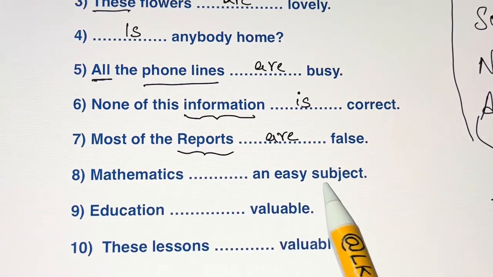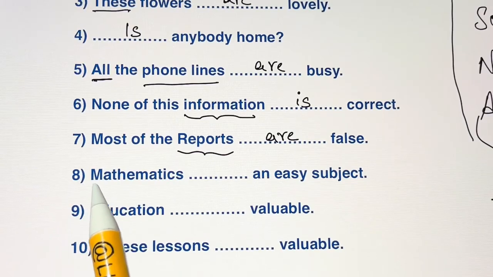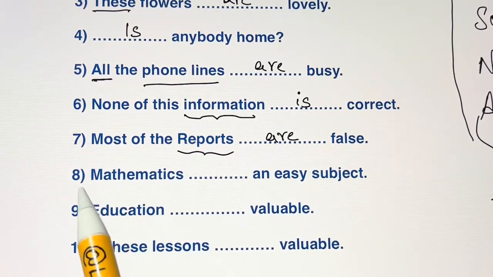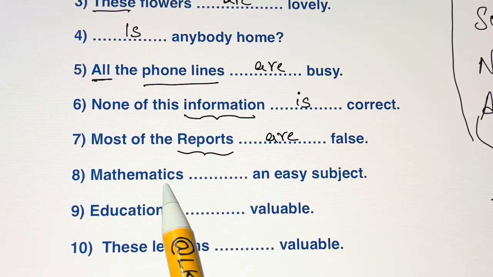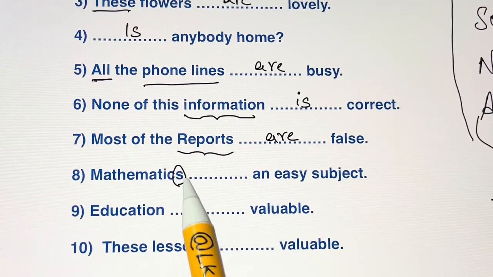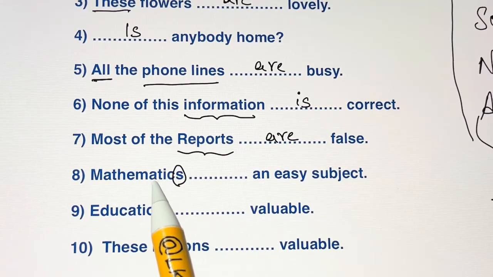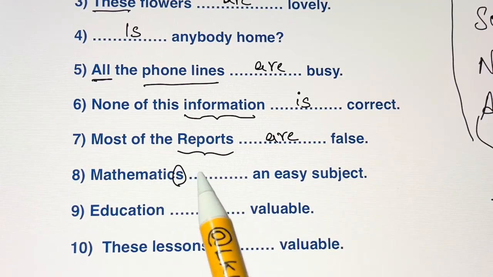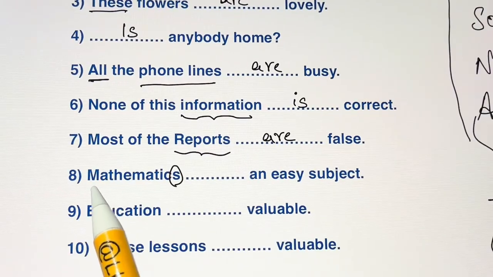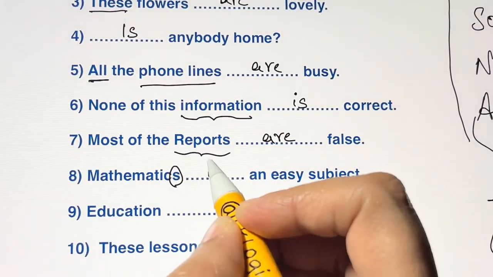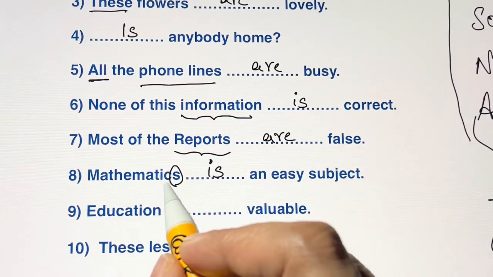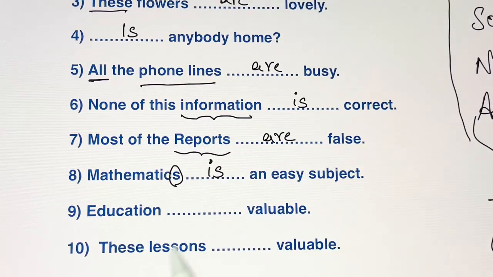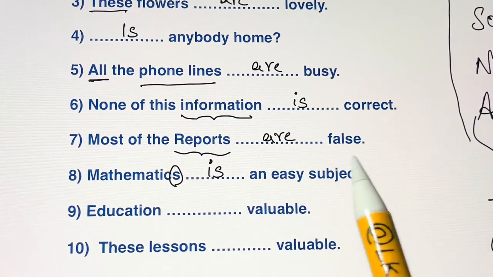Mathematics blank an easy subject. Now remember guys, whenever you have mathematics, economics, French, English, all the subjects are non-count nouns. Even though they have s at the end, we still say maths is easy. We use singular verb with that because it is an uncount noun. So mathematics is an easy subject. Whether you have s or no s, we use is with that. Any subject, mathematics, economics, French, English is an easy subject.